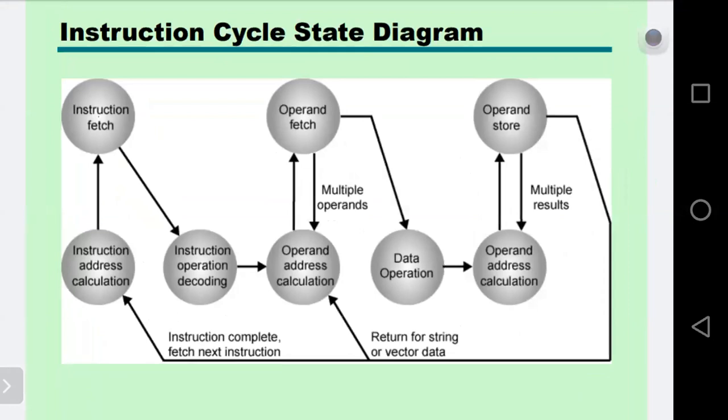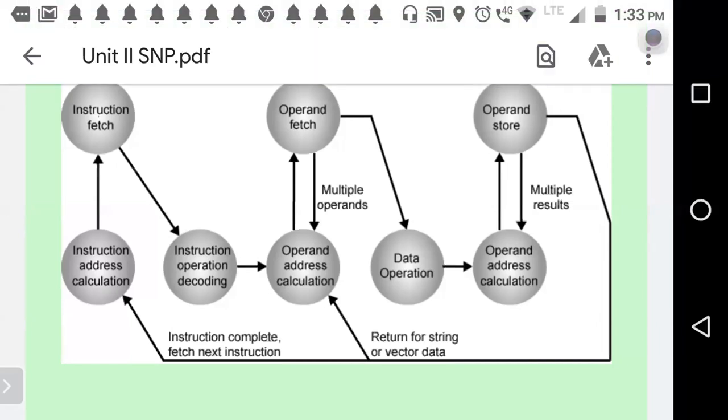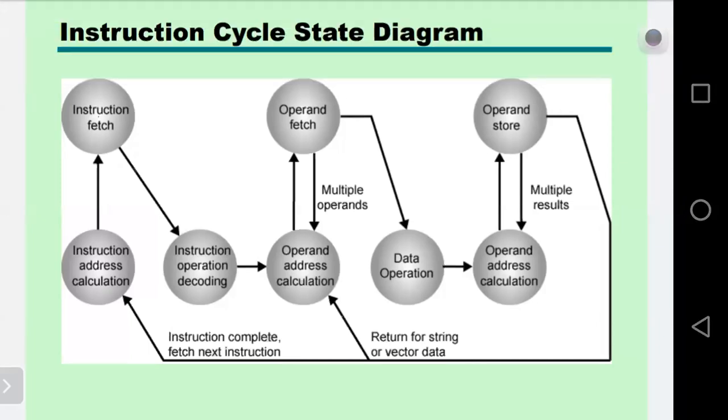Here we have discussed how your instruction executes. In unit number 1 also we have already seen how the instruction executes. First we have to calculate the instruction address and fetch the instruction. Then after fetching, we have to decode the instruction. After decoding, whatever operands are there, for example 2 operands, we have to fetch those 2 operands. So decoding is done as well as operand fetching. Here we perform a data operation. If a number of results are there, the results will be stored. The result may be required in the next instruction for further calculation, so it returns again for operand address calculation, or it will fetch the next instruction.